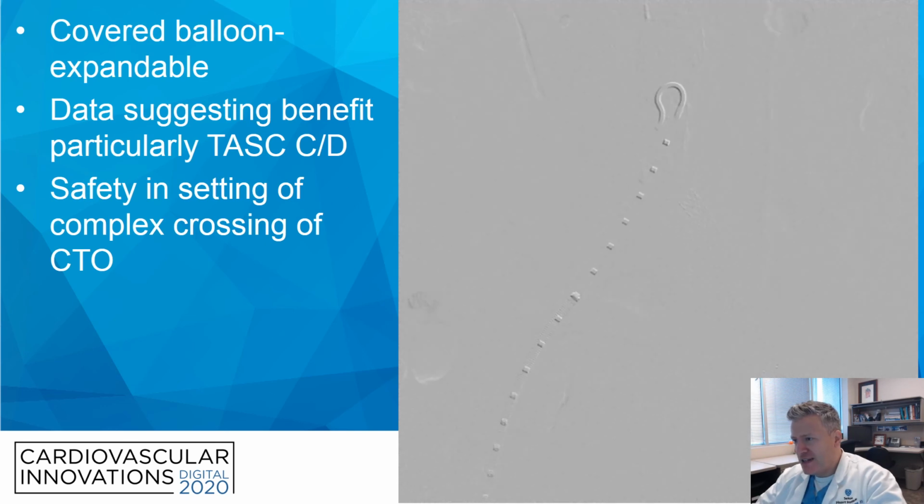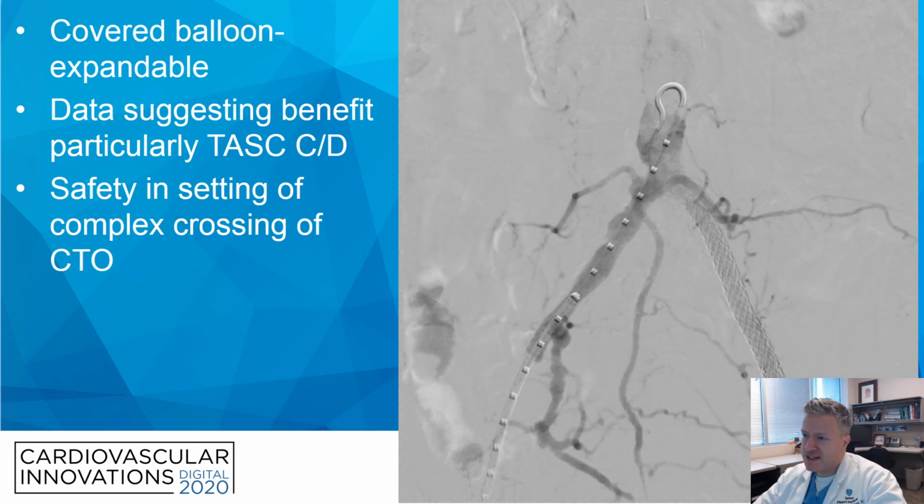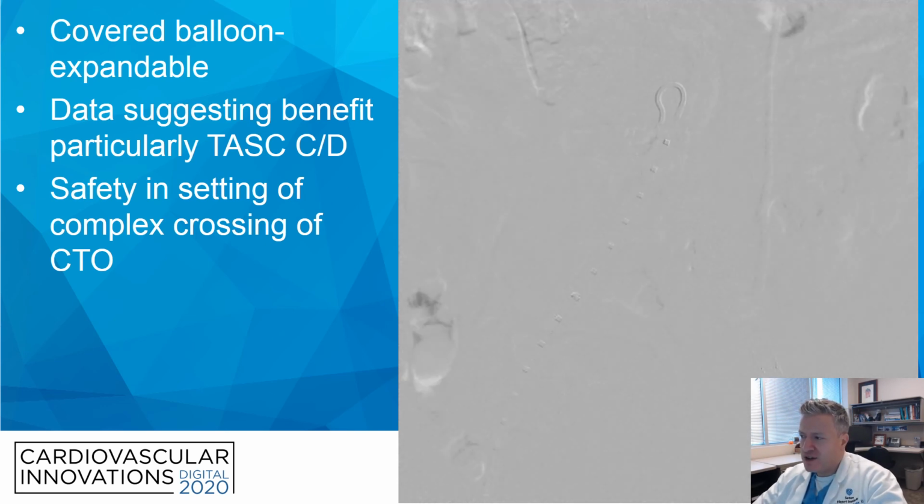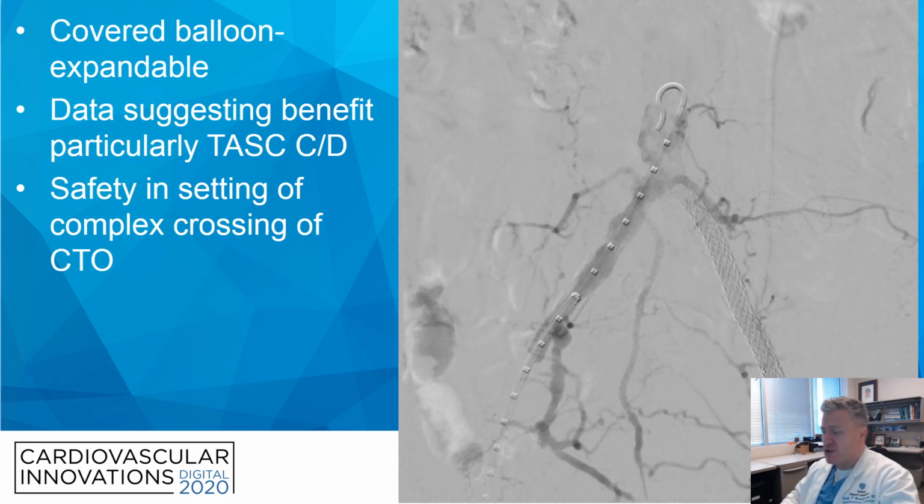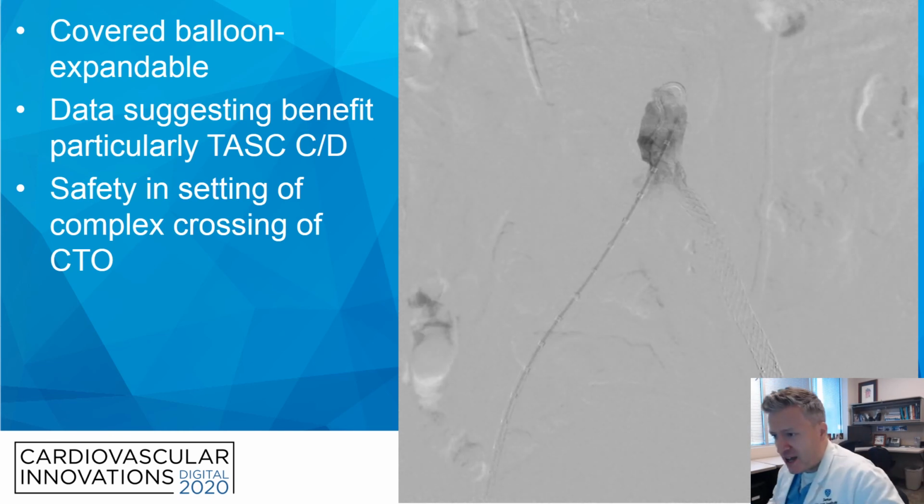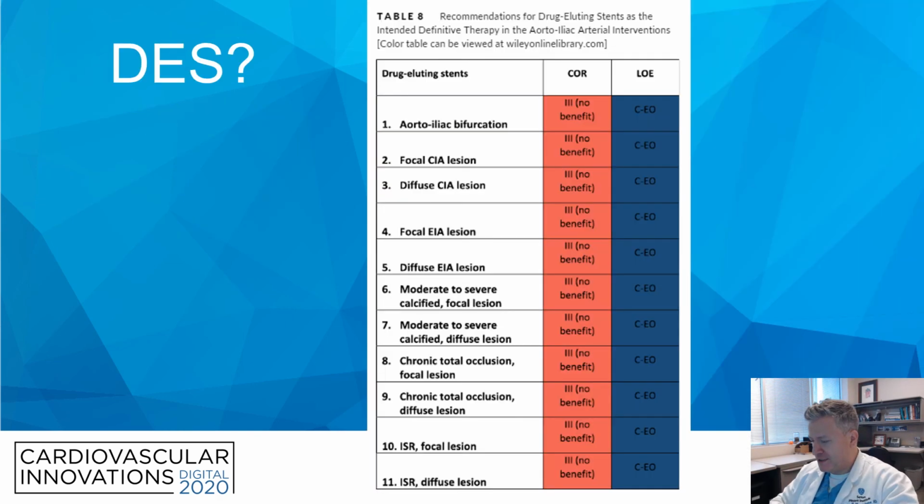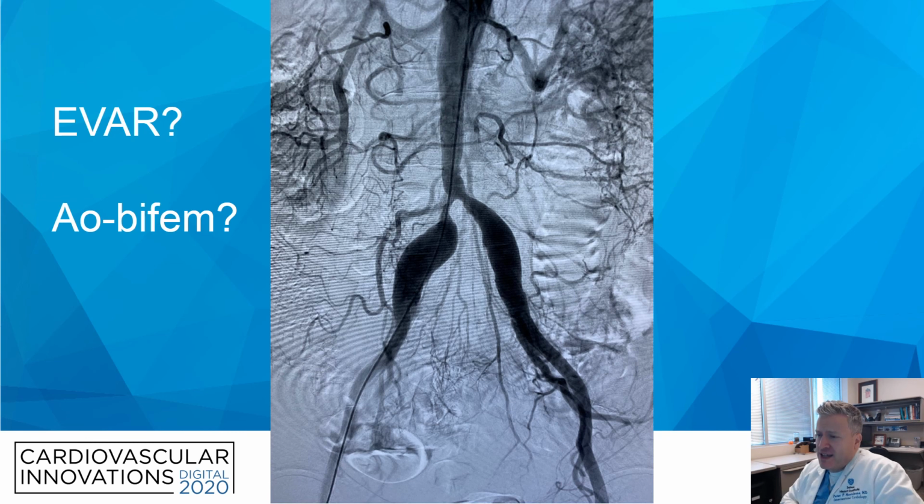In this situation, we have data suggesting benefit, particularly for TASC C and TASC D lesions. We also gained an element of safety by using a covered stent in the setting of a complex crossing of a chronic total occlusion. With regards to drug-eluting stents, there is very limited data, and so no clinical recommendation within the SIR guidelines for benefits of drug-eluting stents within aortoiliacs.